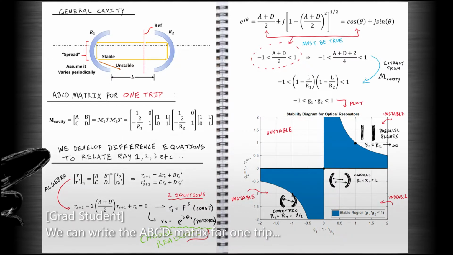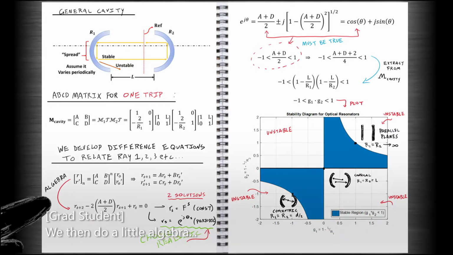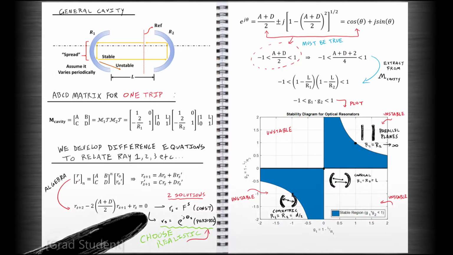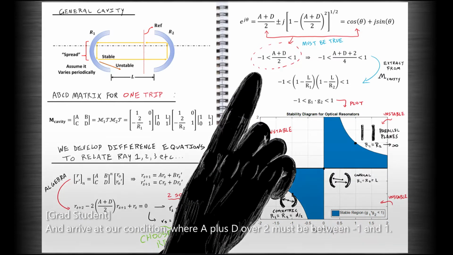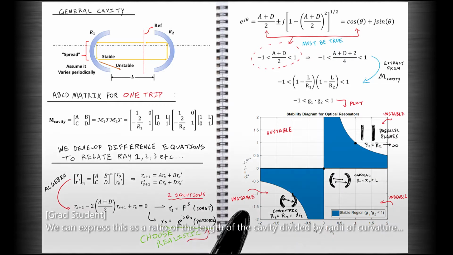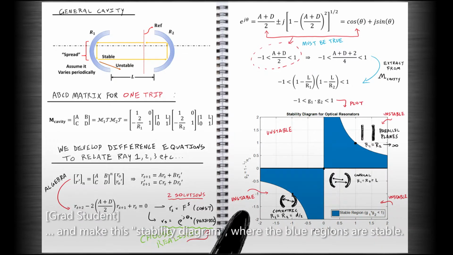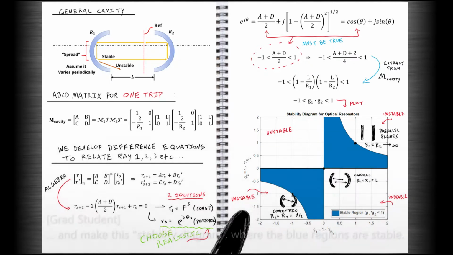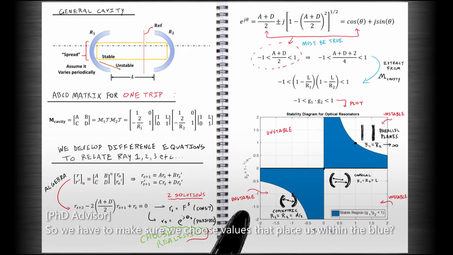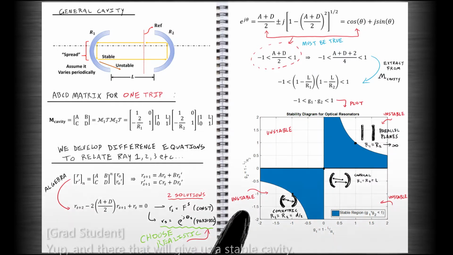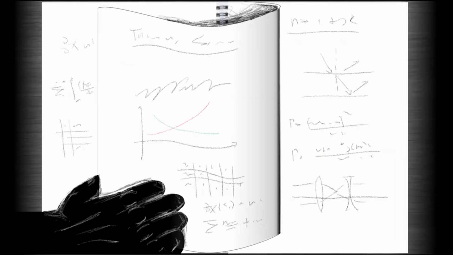We can write the ABCD matrix for one trip, and come up with difference equations that relate all the rays. We then do a little algebra, and assume a periodic solution, which is realistic, and arrive at our condition where (A+D)/2 must be between -1 and 1. We can express this as the ratio of the length of the cavity divided by the radii of curvature, and make the stability diagram where the blue regions are stable. So we have to make sure we choose values within the blue? Yup, and they'll give us a stable cavity.